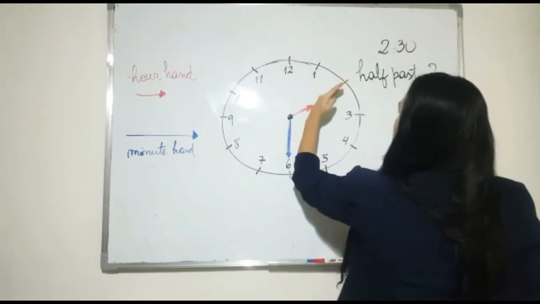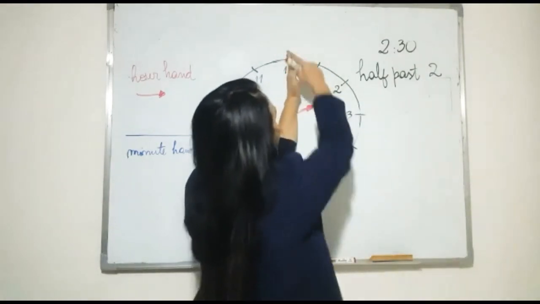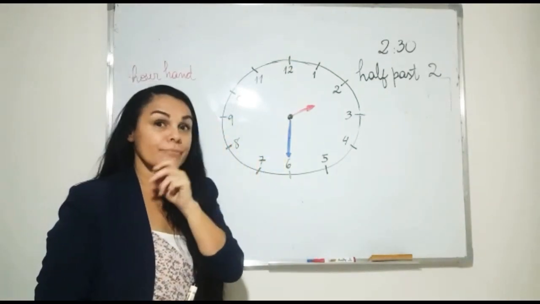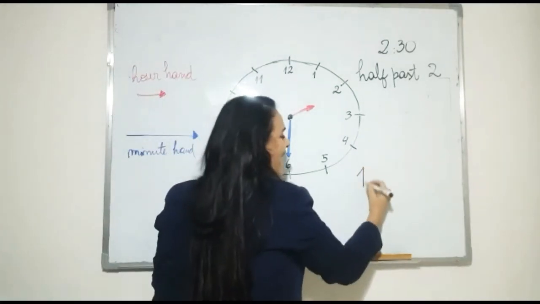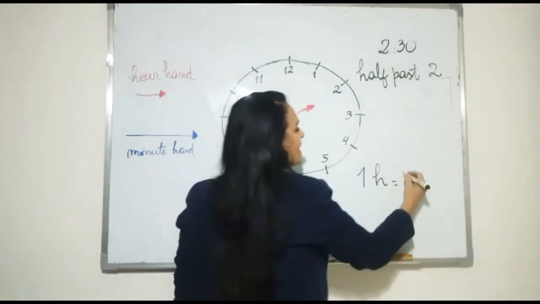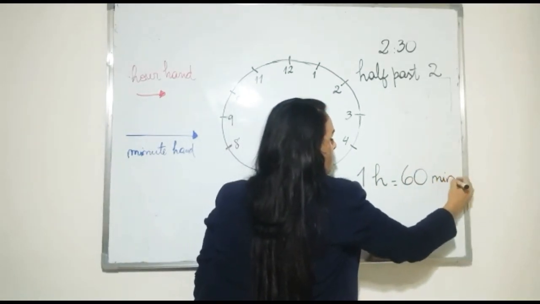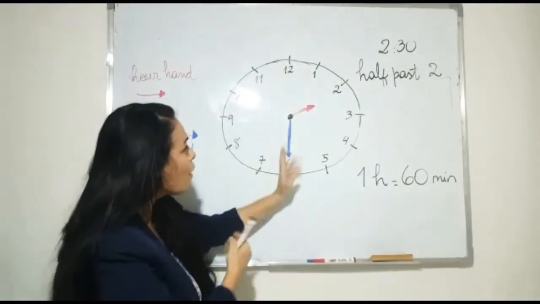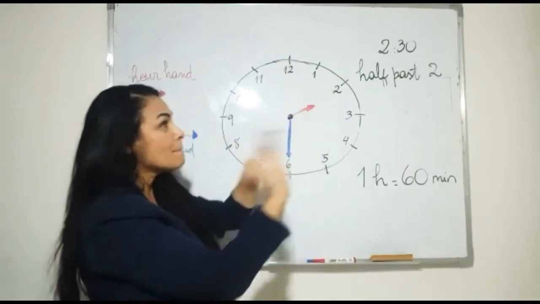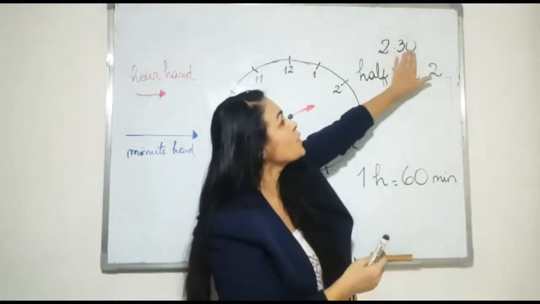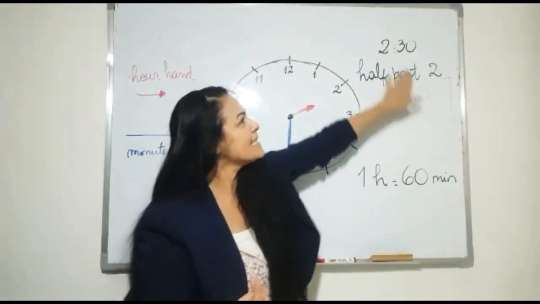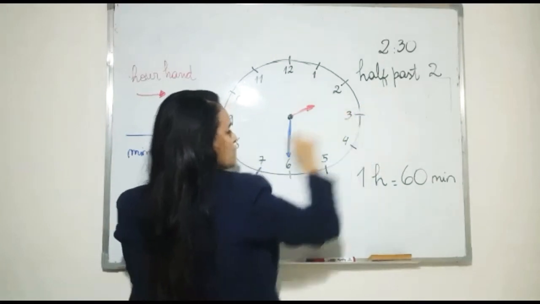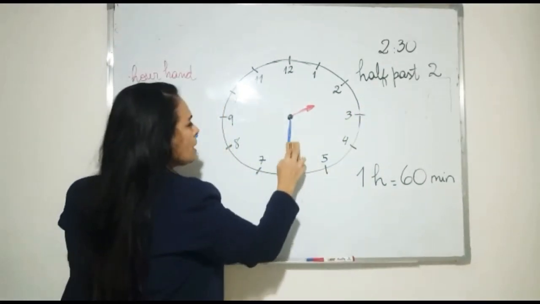Because if you are in two, it means that half of the hour has passed. Remember, how many minutes do you have in 1 hour? 1 hour is equal to 60 minutes. So here, we are saying that half of this hour has passed. So that's why you say 2:30, because the half of 60 is 30. Perfect. We say half past two.